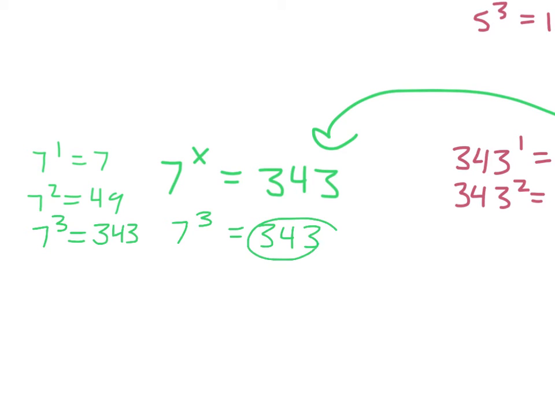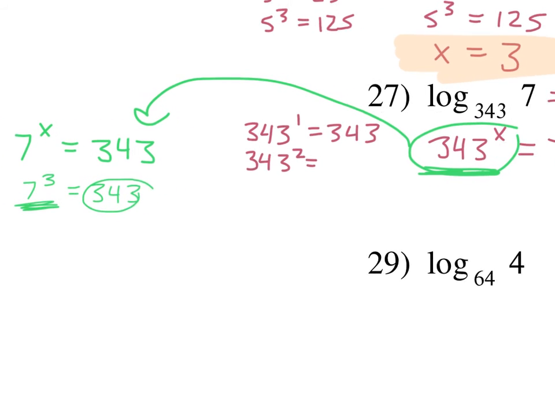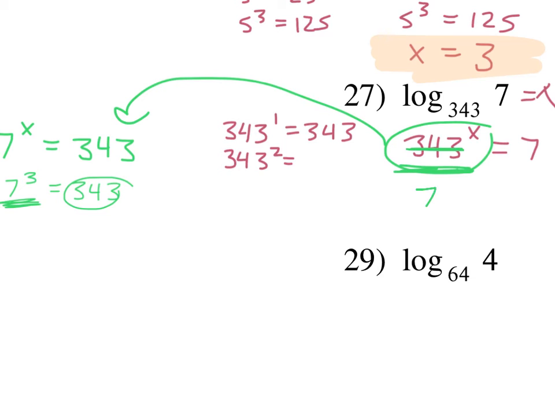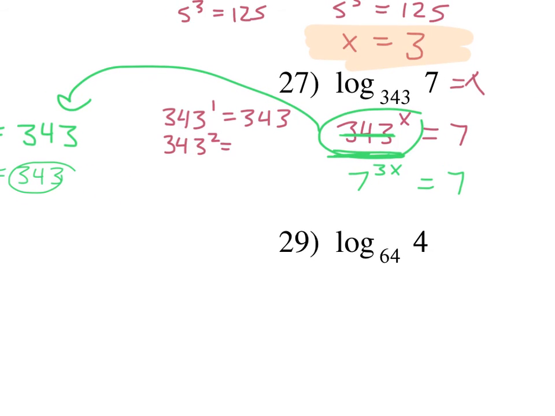So I'm going to replace this 343 in our equation with 7 raised to the third power. We still need this x, and that's going to be equal to 7. So now that we have our bases that are the same, we know that this is 7 raised to the first power. So I can get rid of the bases and just say that 3x is equal to 1. And then I can divide by 3 on both sides, so I get x is equal to 1/3. So this is our answer for 27.